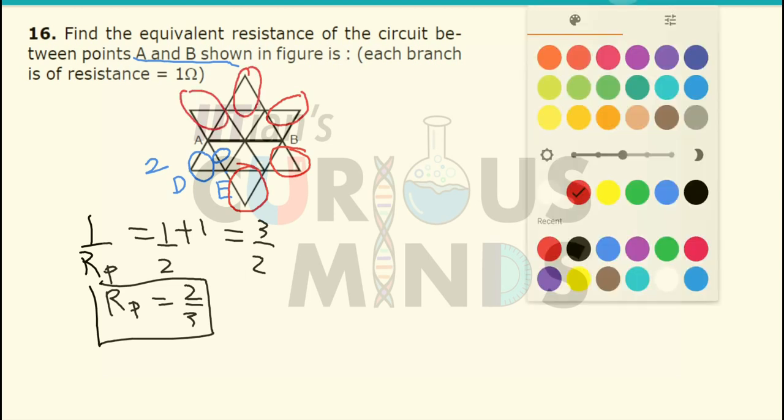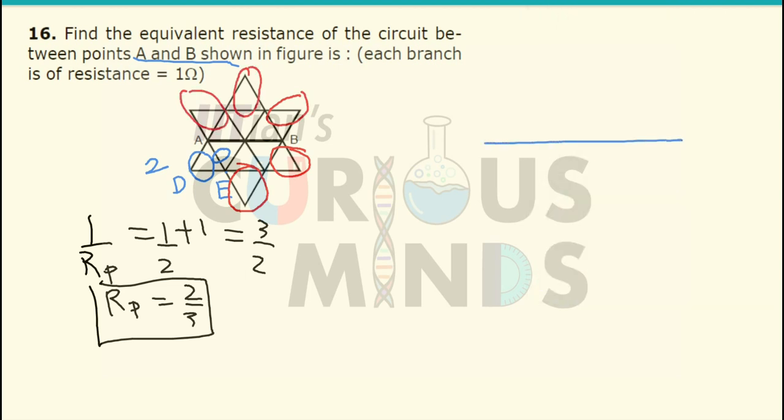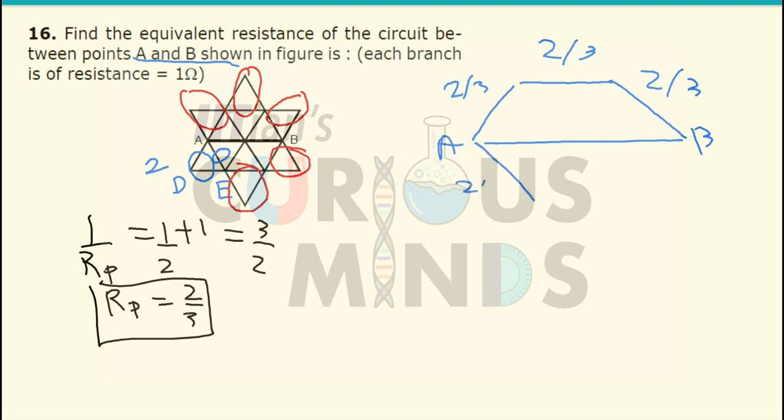So if I redraw the diagram, it will look somewhat like this. This is A, this is B. There is a resistance of 2 by 3, to this there is another resistance of 2 by 3, to this another resistance of 2 by 3. There is a resistance at the bottom of 2 by 3, there is a resistance over here of 2 by 3, and a resistance at this point also equal to 2 by 3. Let the center point be O.